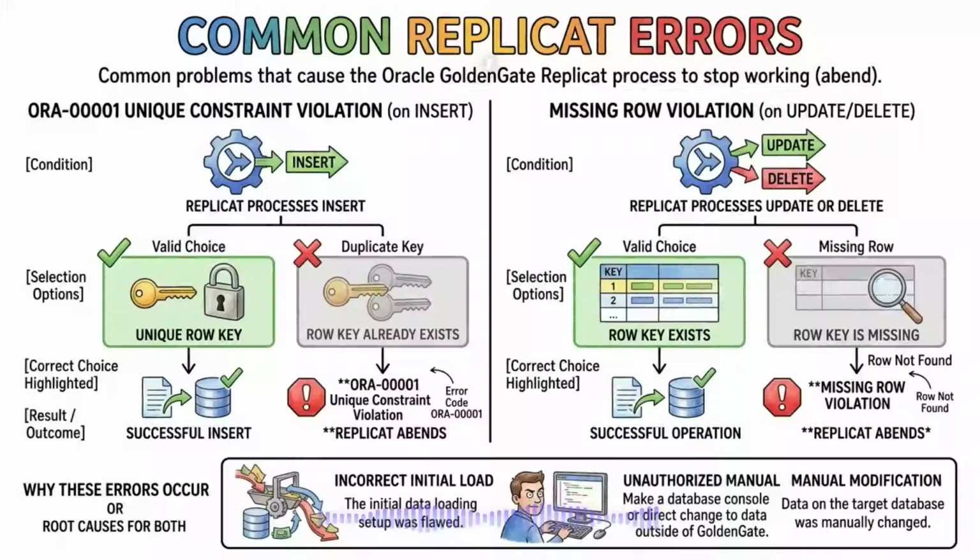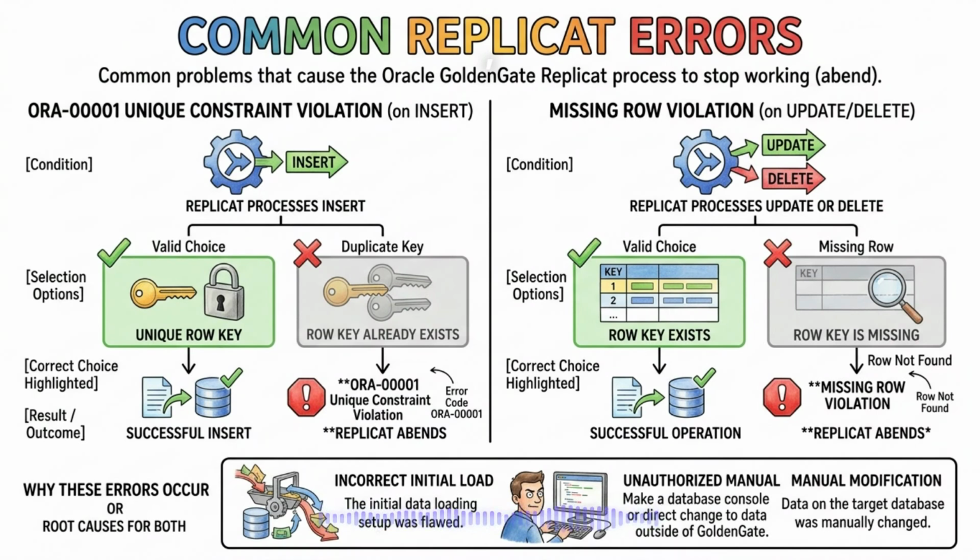Distinguishing between capture lag and delivery lag is the secret to quickly diagnosing where a performance bottleneck is located along your replication pipeline. If you notice that your capture lag is extremely high but your delivery lag is 0, it means the bottleneck is on the source side. Likely because the extract process cannot read the transaction logs fast enough.